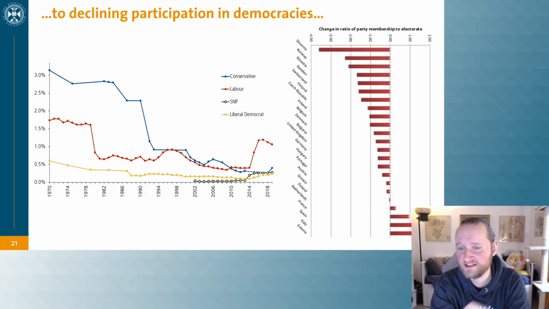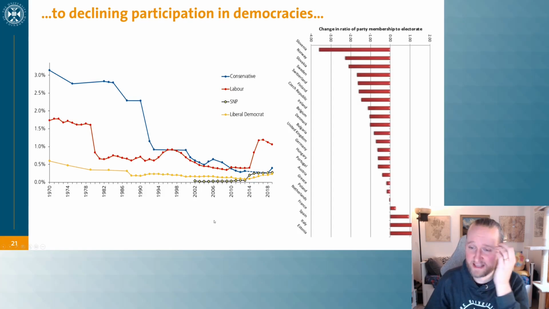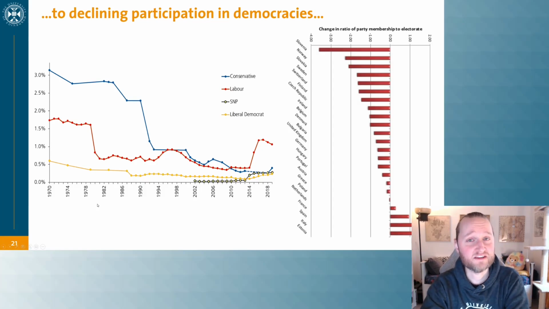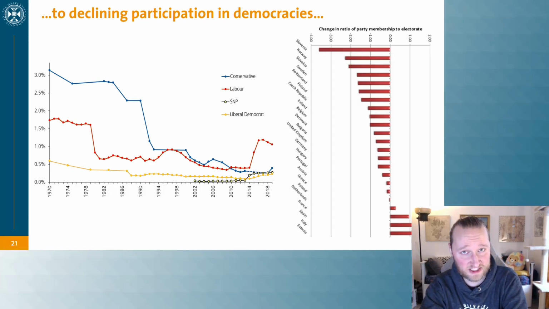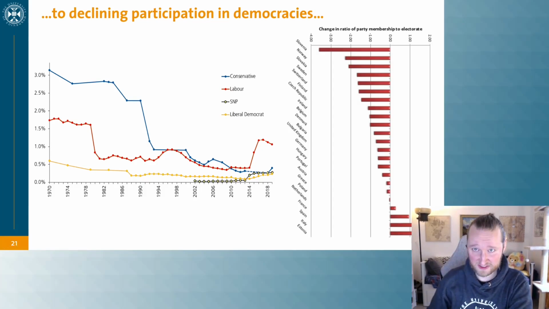And you see that this is a trend that's not just the case in the UK, but it's also the trend across a vast number of countries in Europe, where you see the change in ratio of party membership to electorate. If this is negative, that means that there are fewer and fewer people that are party members as a percentage of the electorate. In all of these countries, basically with the exception of France, Spain, Italy, and Estonia, these numbers have gone down over the past decade plus or so. So a rise in democratization in some countries, but also a decline in participation in established democracies.